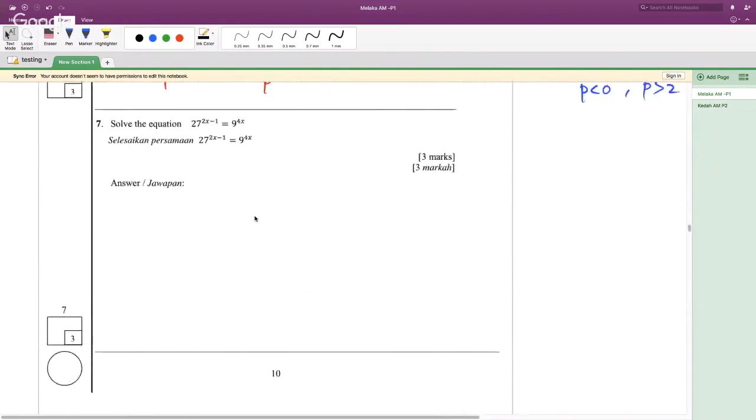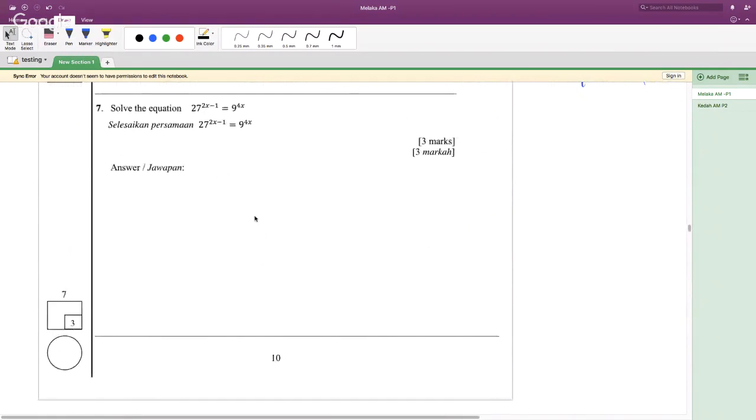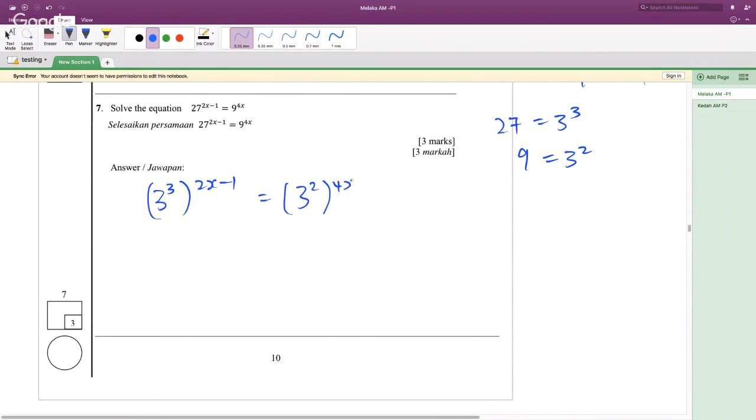Okay, so for question 7, this is indices and it's very easy. Whenever I see 27, I know this is 3 to the power of 3. Whenever I see 9, I know this is 3 to the power of 2. So I can change everything into 3 to the power of something. So 27 is 3 to the power of 3, with 2x minus 1, and 9 is 3 to the power of 2, to the power of 4x.